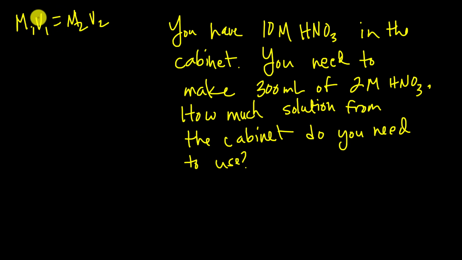Okay, that's going to be V1. V1 is the solution in the cabinet. V2 is the solution that you have after you've diluted it. Okay, so here's what we know. Let's do just some quick algebra so we can solve for V1.